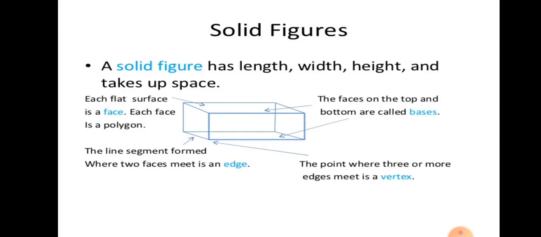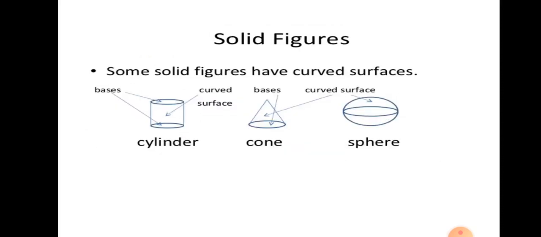So the line segment formed where two faces meet is an edge. The point where three or more edges meet is a vertex. The faces on the top and bottom are called bases. The next one is some solid figures have curved surfaces. The cylinder has bases and a curved surface also. Cone has bases and a curved surface, and the sphere.